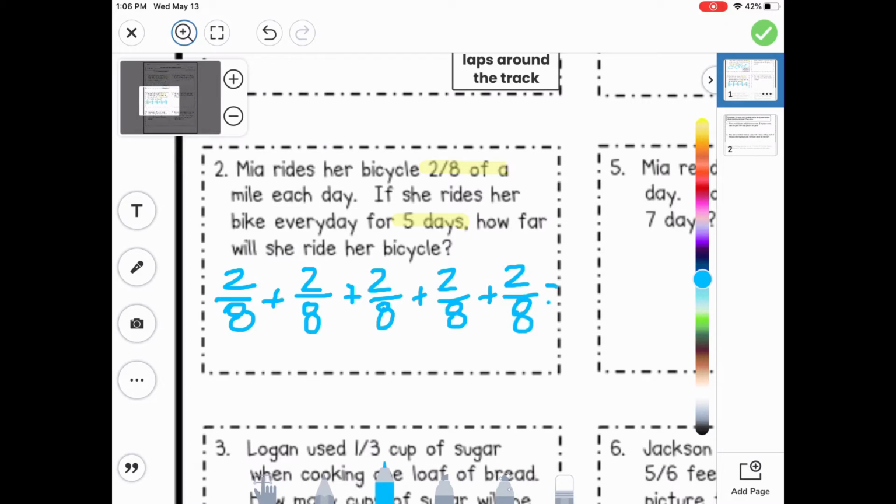All right, when I add all of these together, I'm going to get 10/8. So I could say that Mia rode 10/8 miles, or you could always figure out that 10/8 is the same as 1 whole and 2/8 miles. So there's our answer for number 2.